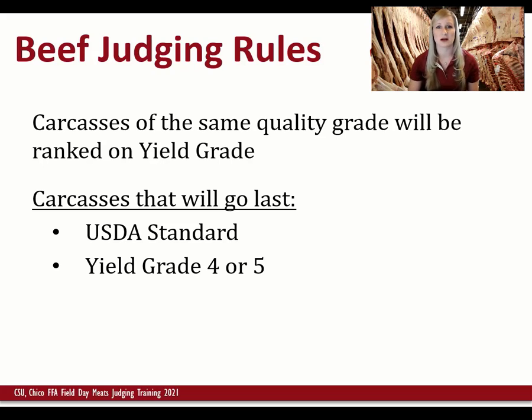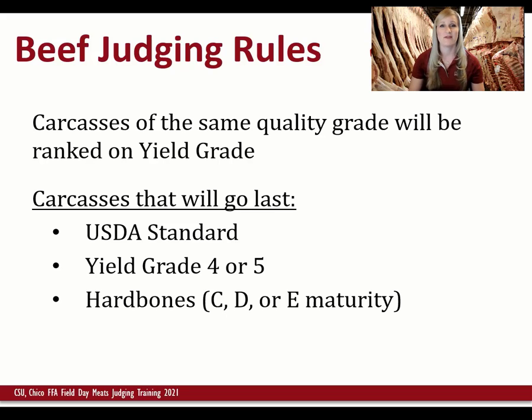Even though some of these carcasses may be potentially very high quality, their yield offsets the value of their quality grade. So we're going to be spending so much time trimming away all of the excess fat on the outer surface of the carcass, plus all of that fat is going to end up in rendering and it's not going to have any value. So yield grade 4 and 5 carcasses are always going to go last in a beef carcass class.